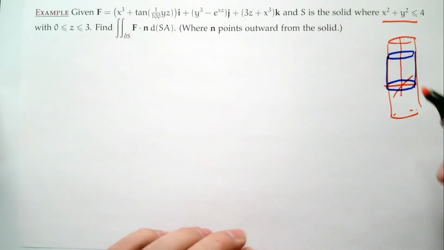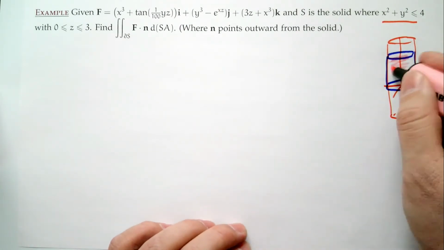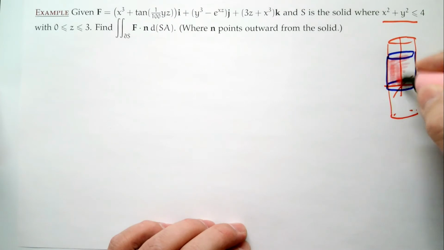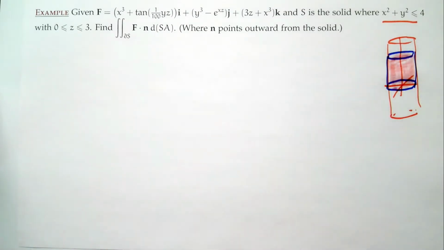Now we want to find the integral on the boundary of our solid of F dot n dS, where n points outwards from the solid. Of course, it's going to be clear today that all our problems are going to deal with the divergence theorem, but let's not take that for granted. What are some clues that tell us divergence theorem?